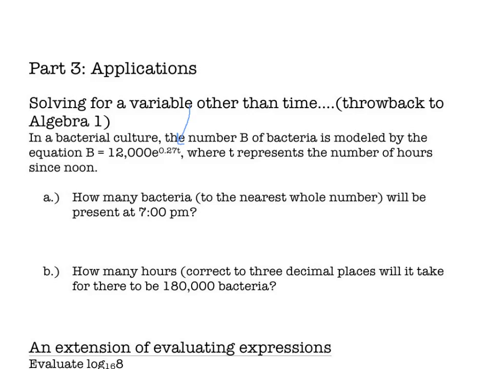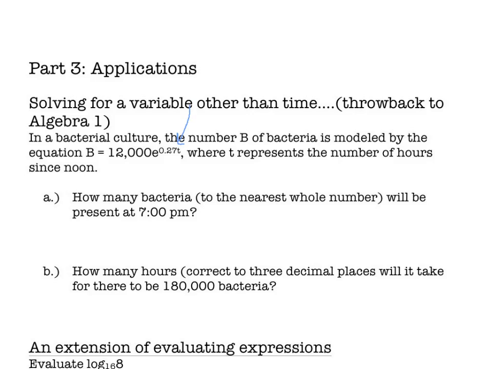This one is very straightforward, and this is just like the examples you were doing with exponential growth and decay. It's really just plug in a value, run it through your calculator, get an answer. Part B is a little bit trickier, and we'll go through that one step by step. How many hours, correct to 3 decimal places, will it take for there to be 180,000 bacteria?